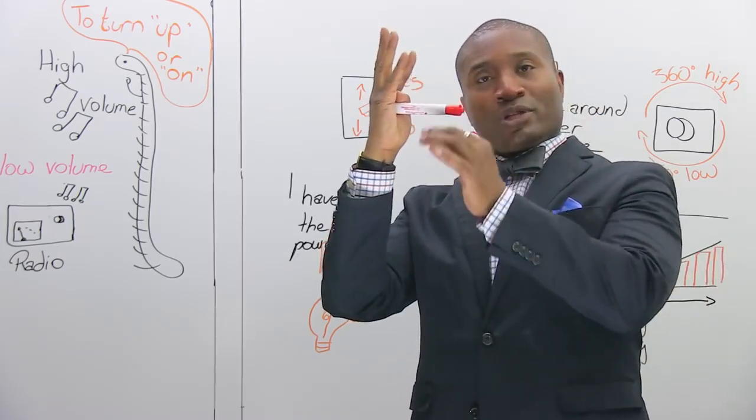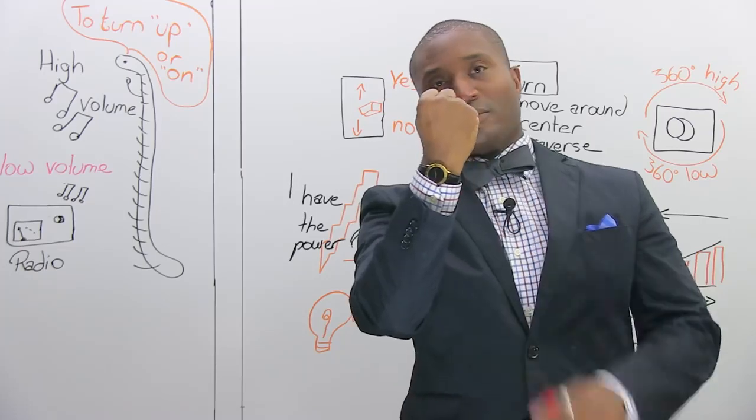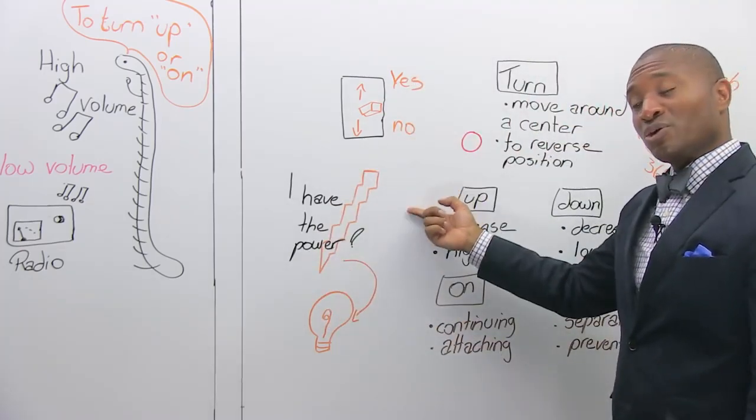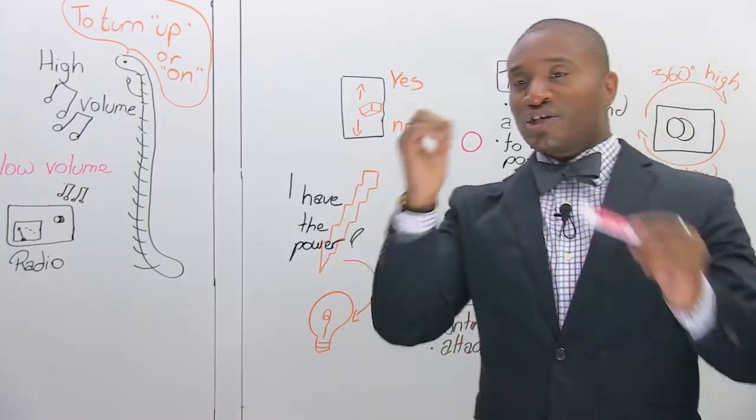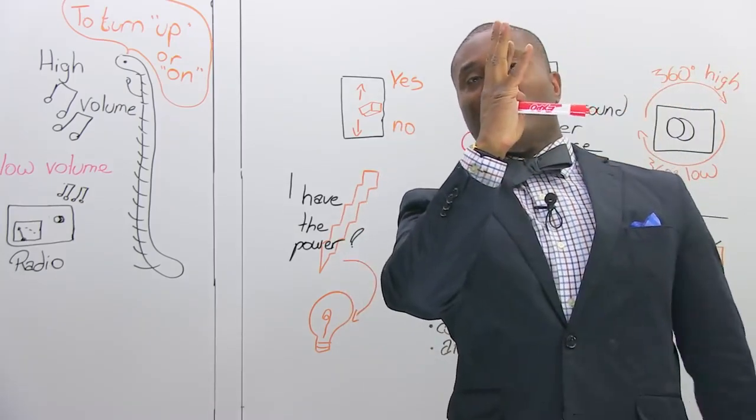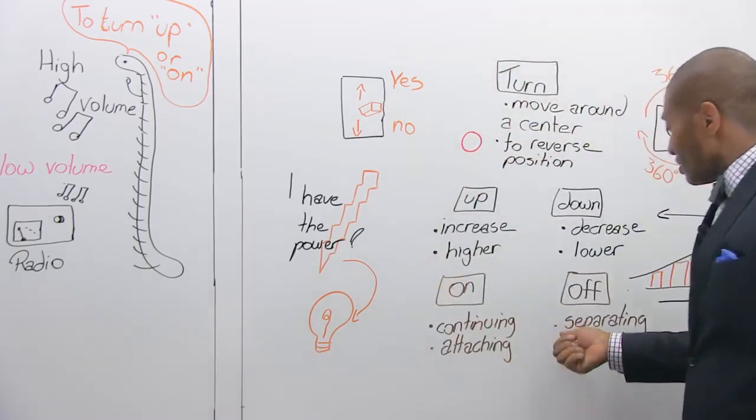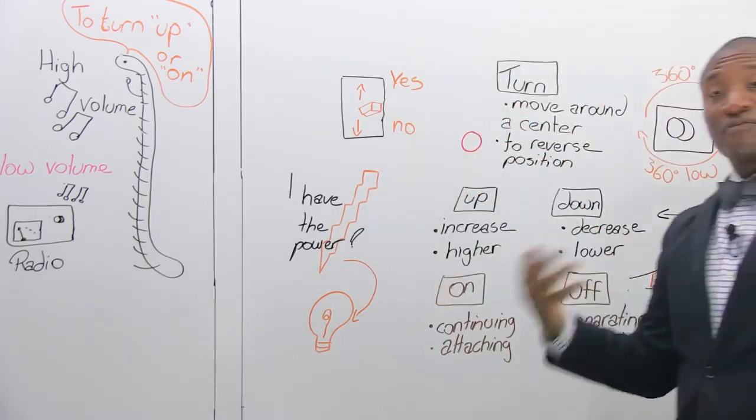No power or no electricity, no light. Light bulb is off. So that's what we talk about with the turn on and turn off. You want to think, am I attaching power? Yes, then you have light. Or not attaching power, no light. Off is separating or preventing.